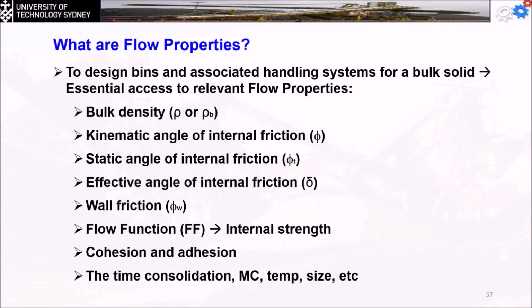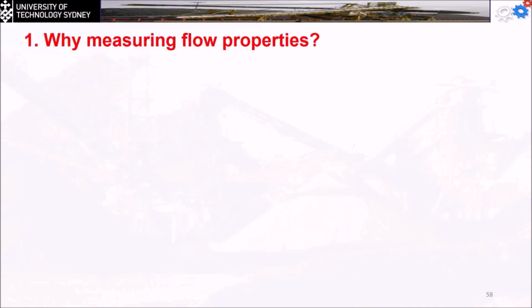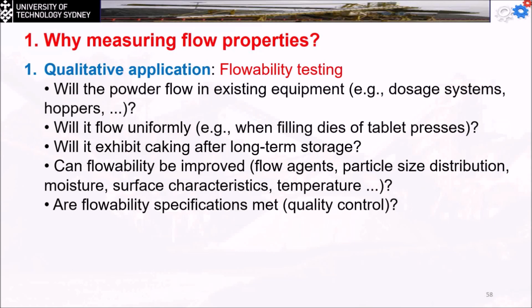So why do we have to measure the flow properties? First, for the qualitative application, which is flowability testing. Will the powder flow in existing equipment? Will it flow uniformly? Is it going to be subject to caking after long-term storage? And that's actually what's happening to the coffee inside the jar. It's caking, yes? So it became something like a cake.